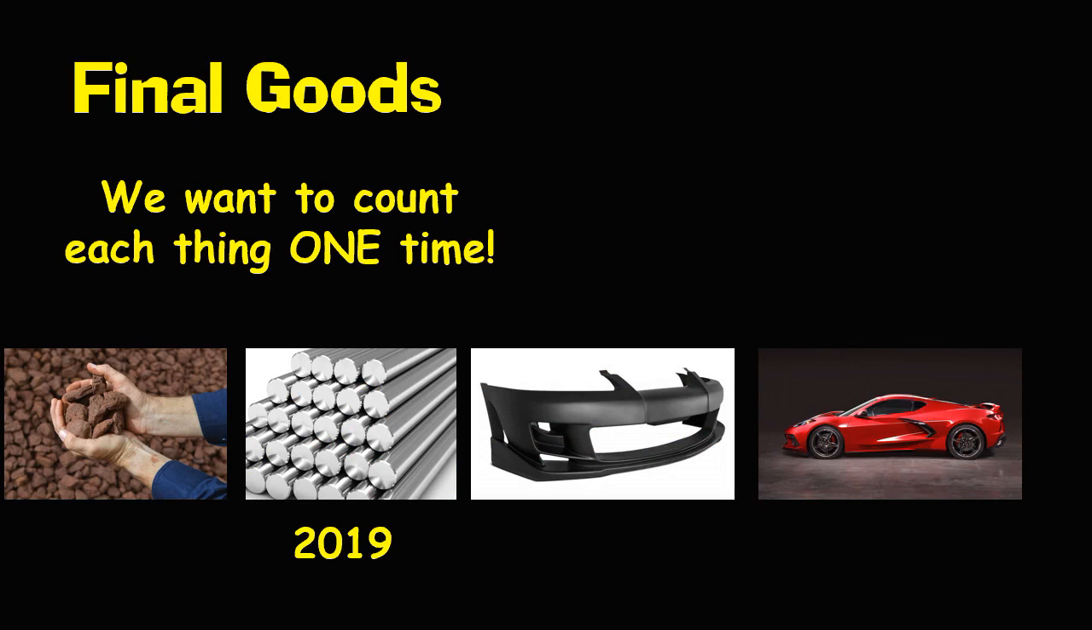Final goods. Here's the deal. To make a GDP that actually works, to measure things that actually work, we want to count everything just one time. So if we dig up some iron ore, and we turn that iron ore into steel, and we turn that steel into a car bumper, and then we put that car bumper on a car, and we do all of that in 2019. If we put the iron ore in GDP, and then put the steel in GDP, and then put the bumper in GDP, and then put the car in GDP, I've counted the iron ore 4 times, the steel 3 times, the bumper twice, and the car once.